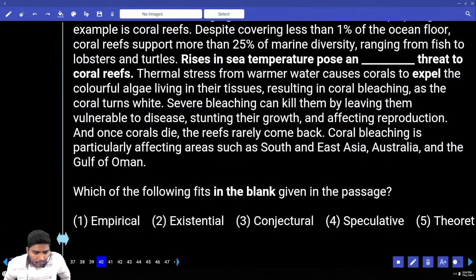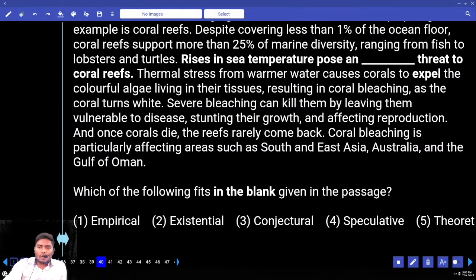Question number 40. Complete the blank which is on the screen. Rises in sea temperature pose an existential threat to coral reefs. What can you fill in this blank here?